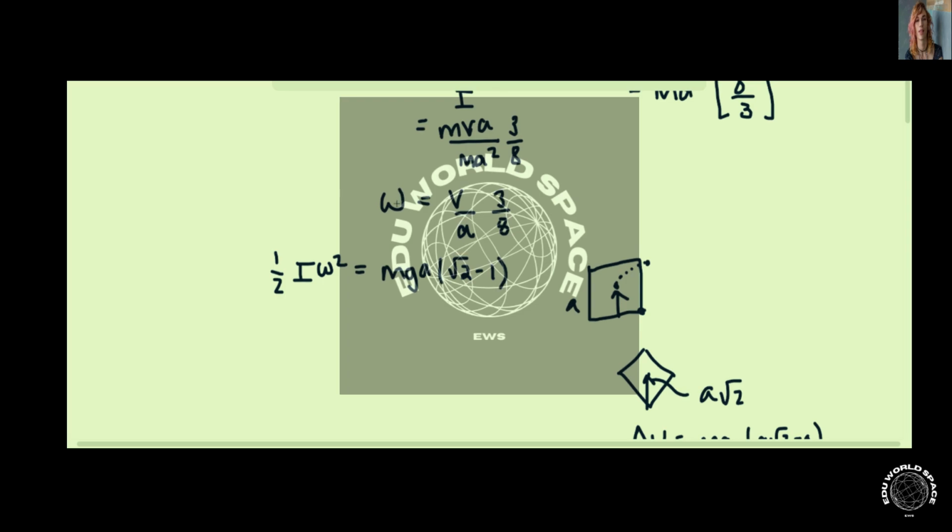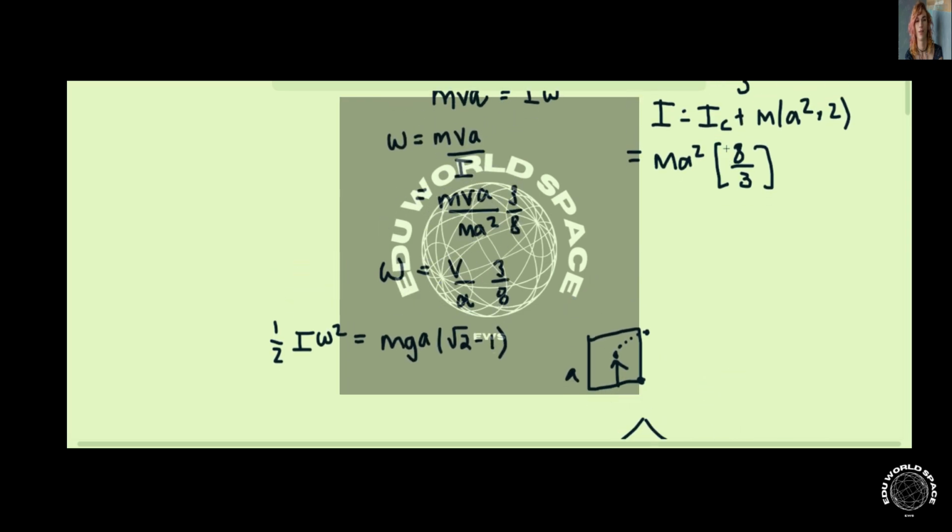So let's sub in for omega, and we can sub in for our I. Let me go ahead and do that. So that's 1/2, and then I is A squared times 8 divided by 3, and then omega is V over A times 3 divided by 8. And we're going to square everything because it's omega squared, and that's mg A times square root of 2 minus 1.